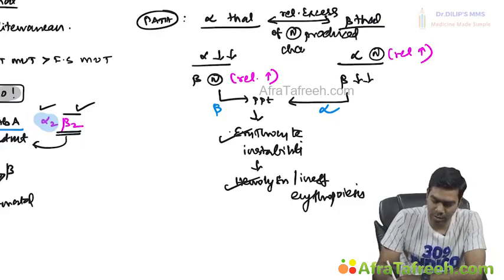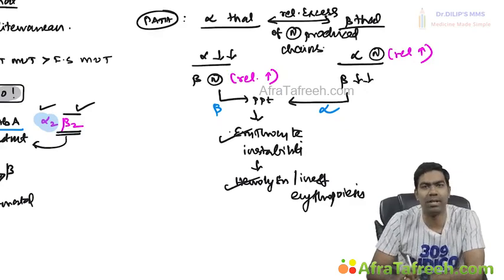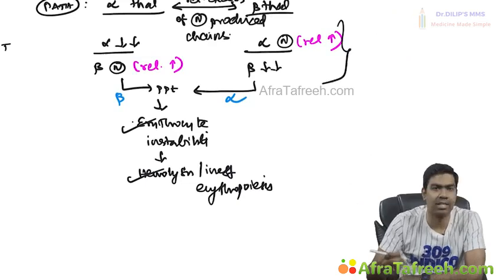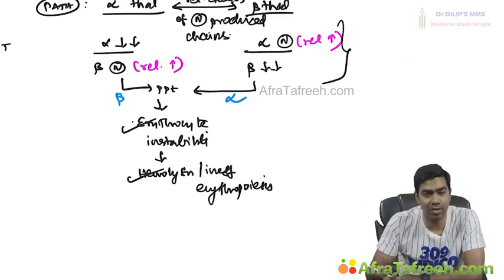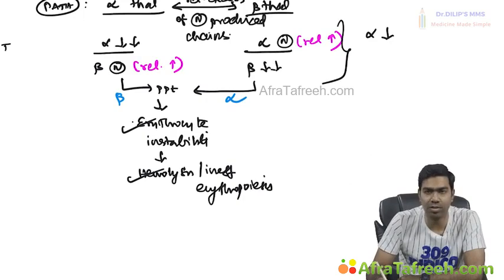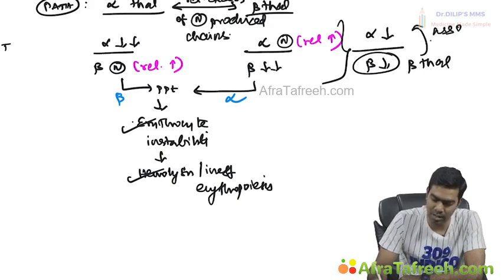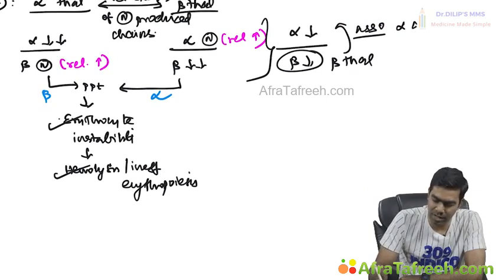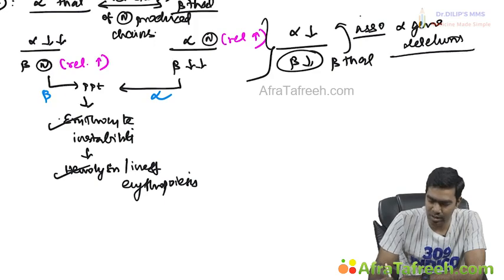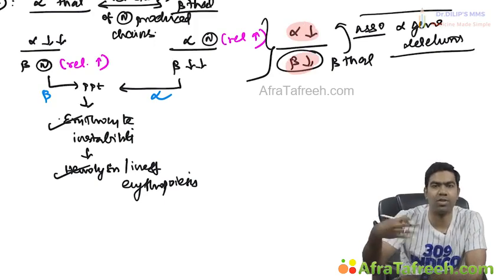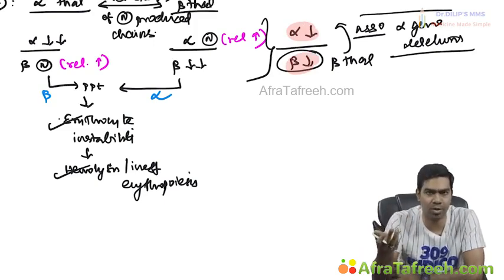That is the problem, and that is the reason why you get erythrocyte instability and hemolysis. That is also one reason. For example, if you take a beta thalassemia with an associated alpha gene deletion, that is, if alpha is also decreased in a patient who already has a beta thalassemia, what you are actually doing is balancing the alpha beta ratio, which means you are making the ratio approximately 1.